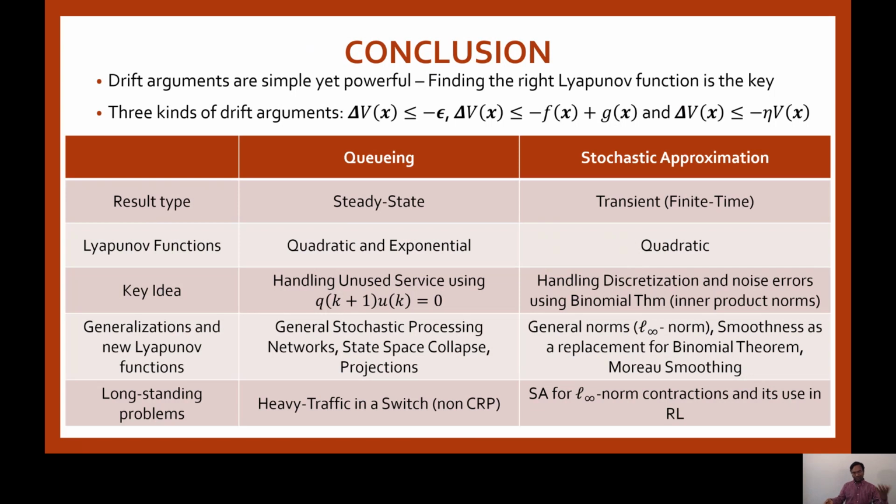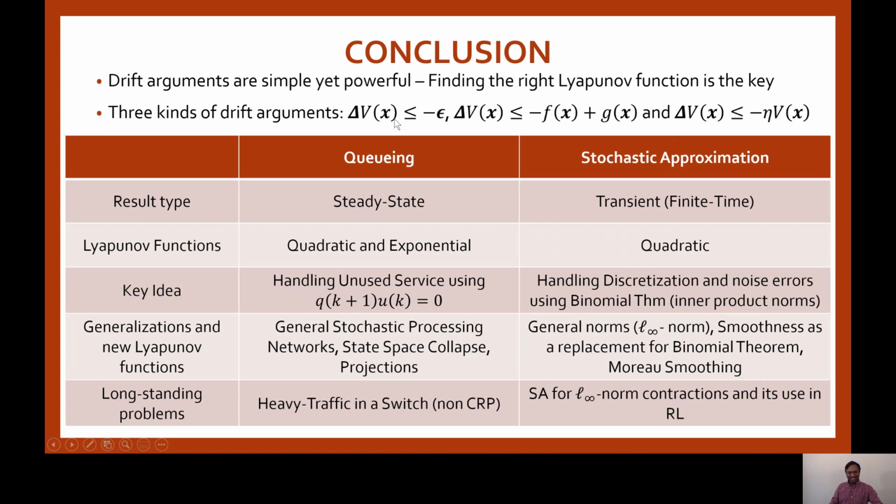And for queuing, we worked with state space collapse to handle this unused service and to recognize the lower dimensional subspace in which the system lives in heavy traffic. And in the case of stochastic approximation, we basically smoothed out a norm when it is not smooth, like the L-infinity norm. And there are, broadly speaking, 3 kinds of Lyapunov arguments.